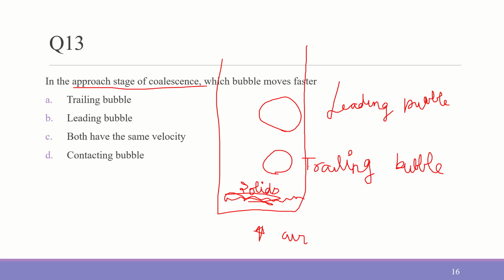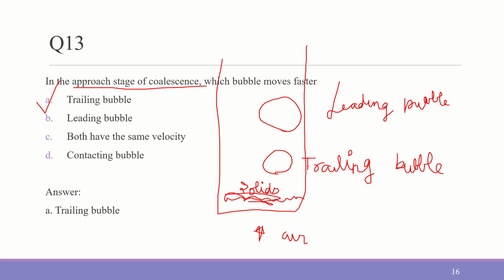So option A, trailing bubble. Option B, leading bubble. Option C, both have the same velocity. Option D, contacting bubble. Option A is the right answer, trailing bubble, because in the approach stage the trailing bubble moves faster, trying to catch up with the leading bubble. So the answer is option A, trailing bubble. That is question 13.